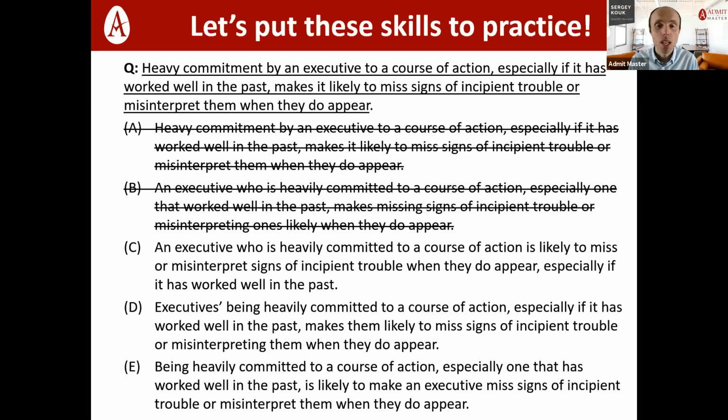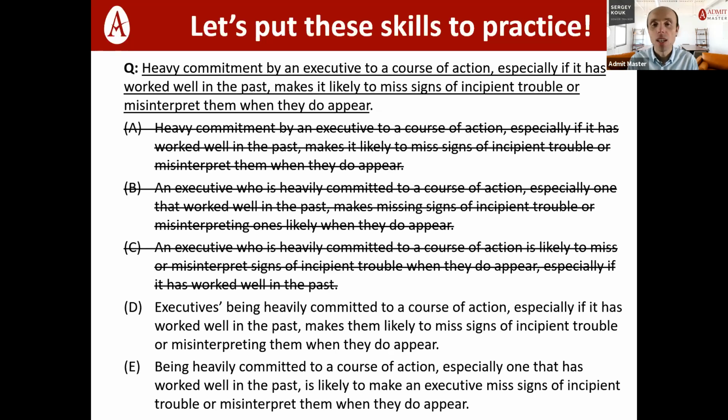How about C? An executive who is heavily committed, that was the most popular answer. Let's see if it's right. Or maybe at least if we can find any problem with it. An executive who is heavily committed to a course of action is likely to miss or misinterpret signs of incipient trouble when they do appear. Okay, sure. Especially if it has worked well in the past. What is it? Again, there is no clear reference to the pronoun it. Therefore, C is also wrong.